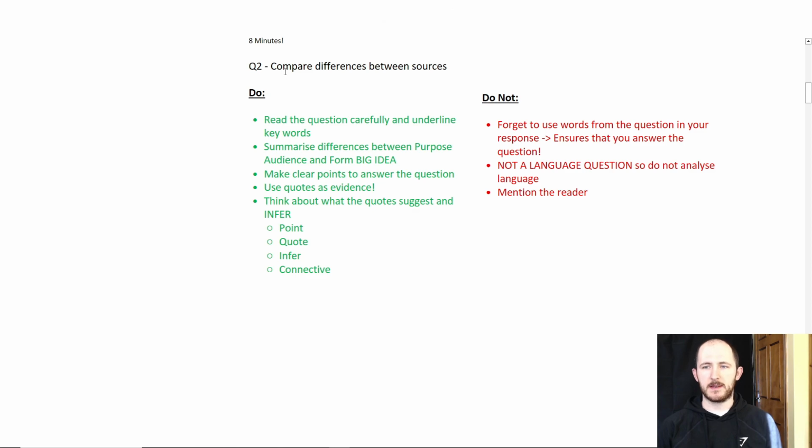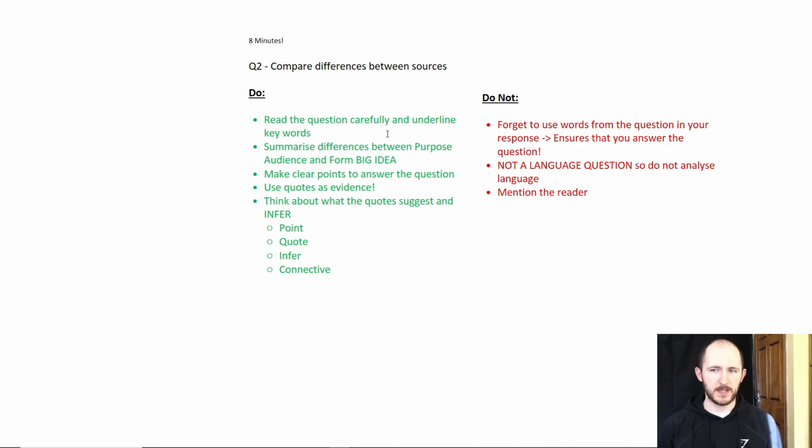Question 2, it's always a comparison between the 2 sources, and you should spend about 8 minutes on this, so it's really not that long. I had a student recently tell me that you're supposed to write 5 to 8 paragraphs. That's way too much, okay? I'm going to show you exactly the structure in 2 seconds. But here's a list of do's and do nots.